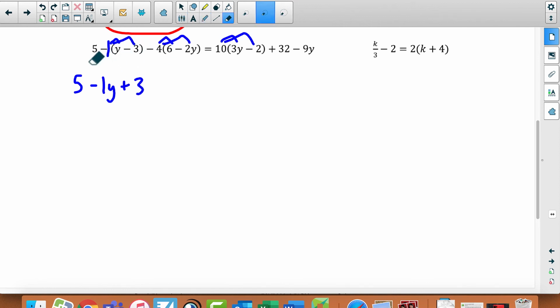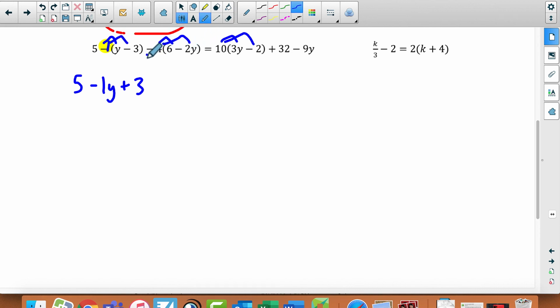Remember, what I told you before is if you have a negative in front of a bracket, like you do here, basically, what that negative is going to do in front of the bracket is change the sign of both of these. So your y is going to become negative y, and your negative 3 is going to become plus 3. Or do what I did and think of it as negative 1 and distributive property.